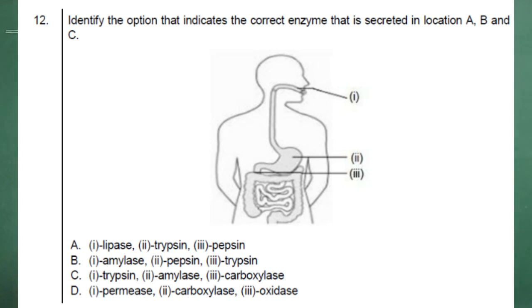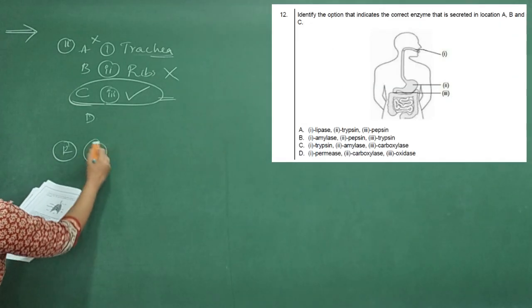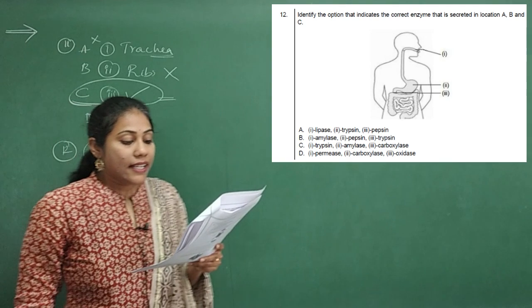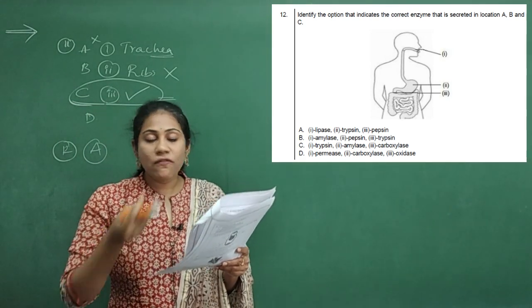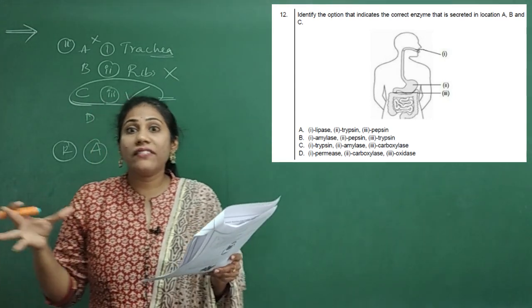Actually, this is a much easier question. Identify the option that indicates the correct enzyme that is secreted in locations A, B and C. Say A, that is location 1, is the mouth. So what happens in the mouth? There is salivary amylase.